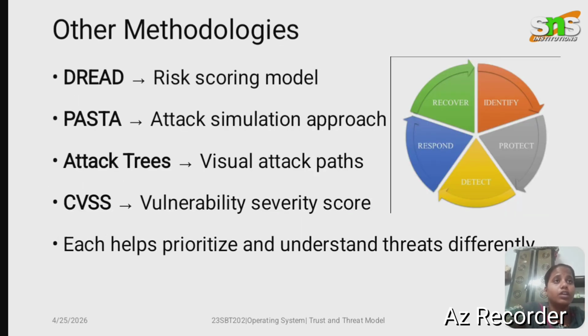Example of STRIDE is the ATM system. Spoofing means a fake ATM card. Tampering, changing the transaction records. Information disclosure is stealing the PIN. DoS is shutting down the ATM service. The threats in the OS are malware, unauthorized access, privilege escalation, data leakage.